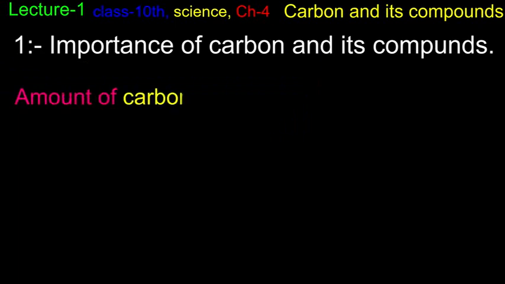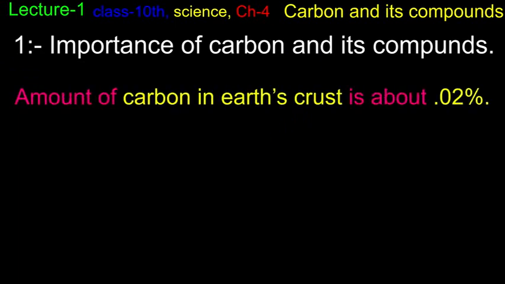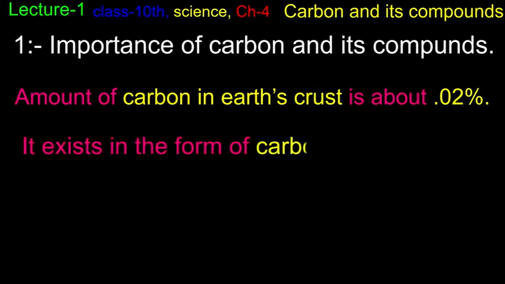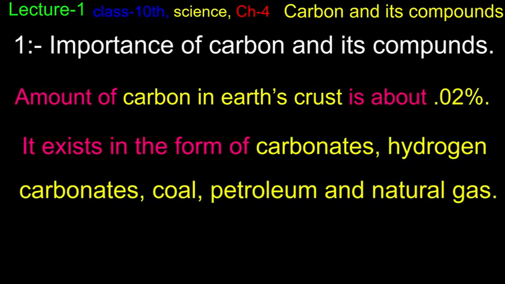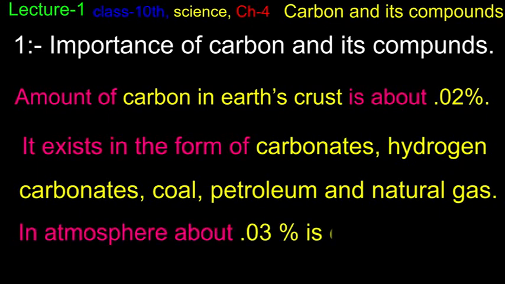Amount of carbon in Earth's crust is about just 0.02%. It exists in the form of carbonates, hydrogen carbonates, coal, petroleum and natural gas. In atmosphere, carbon dioxide is about 0.03%.